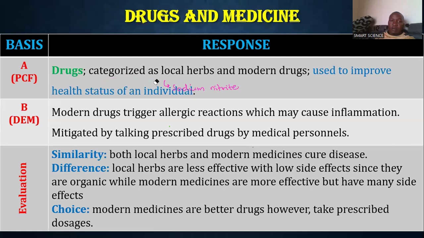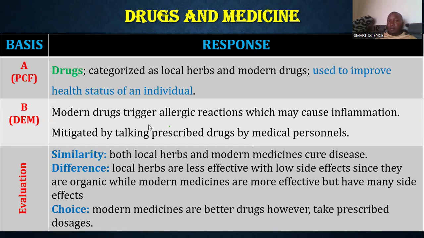Drugs, when it comes to drugs, the product remains the drug. And these ones are categorized into local herbs or modern drugs. However, both of them are used to improve the health status of an individual. We are not going to request O-level learners to go ahead and explain to us how drugs work, simply because you people are not yet medics and we cannot ask too much from you.